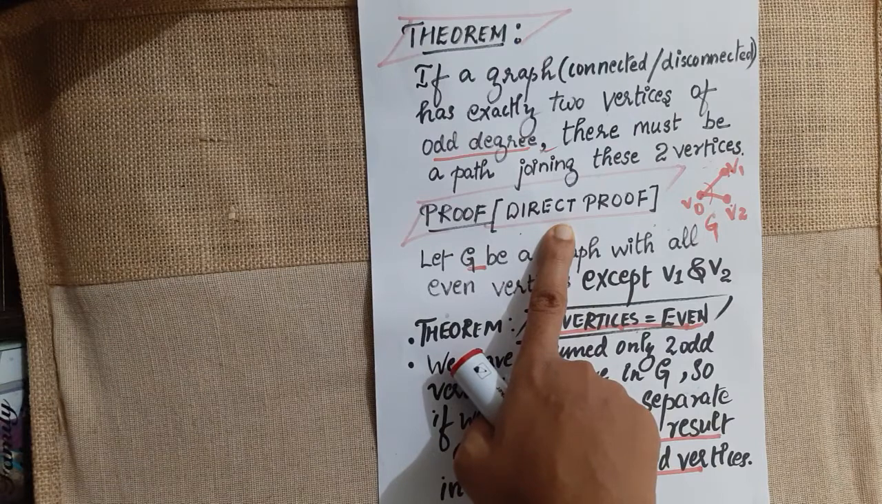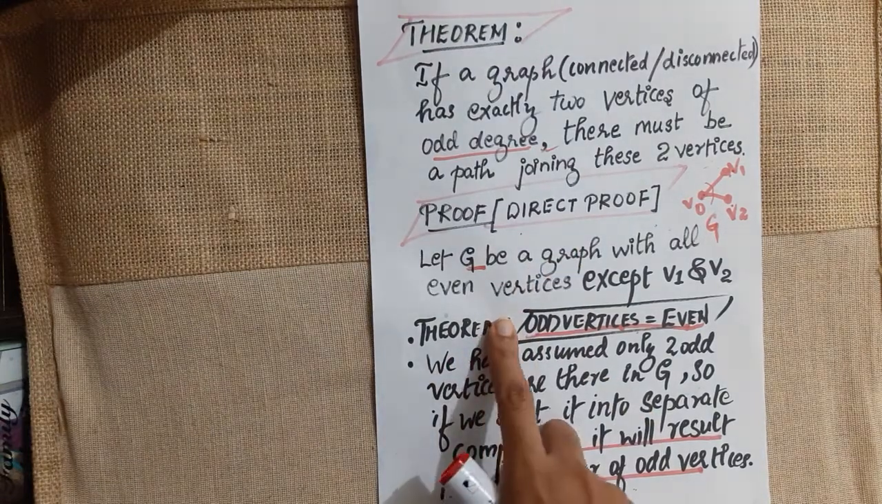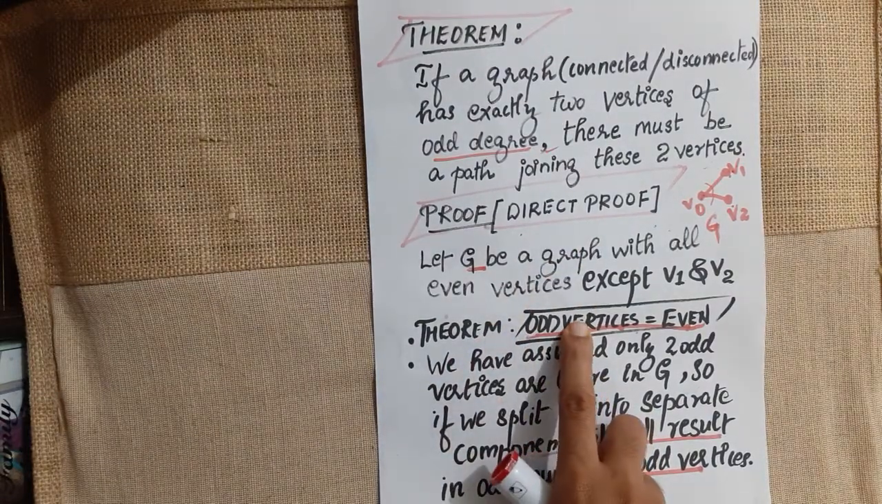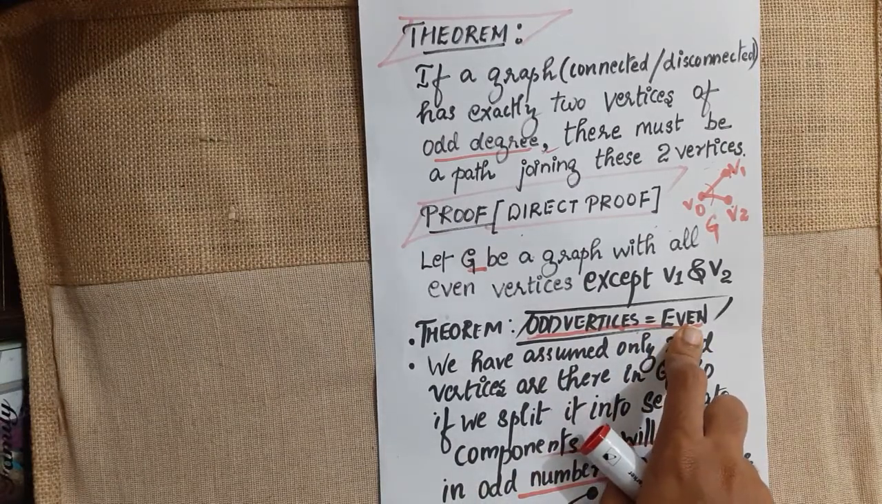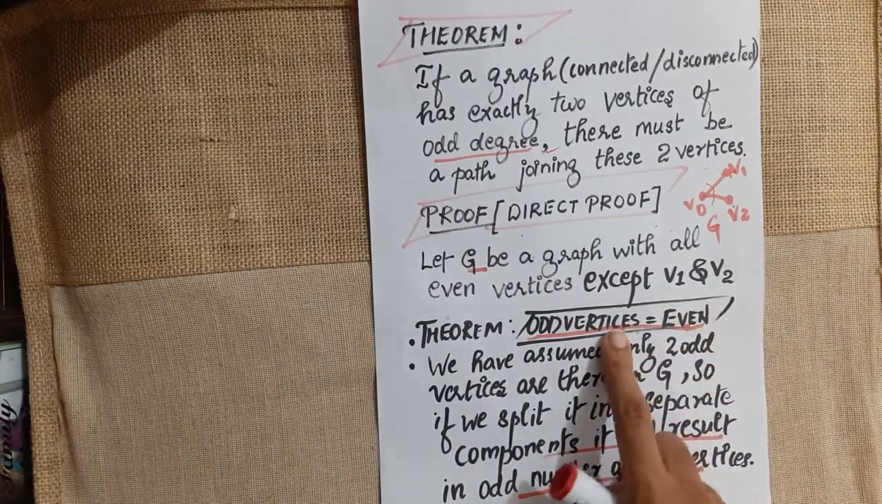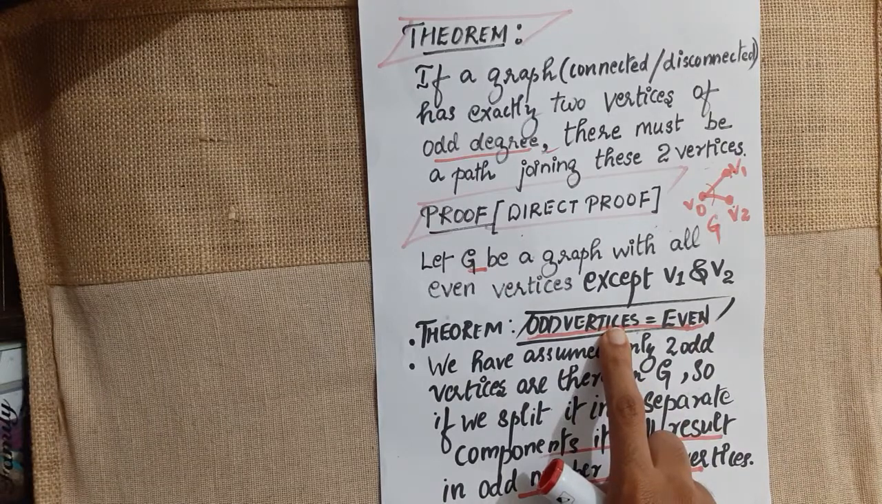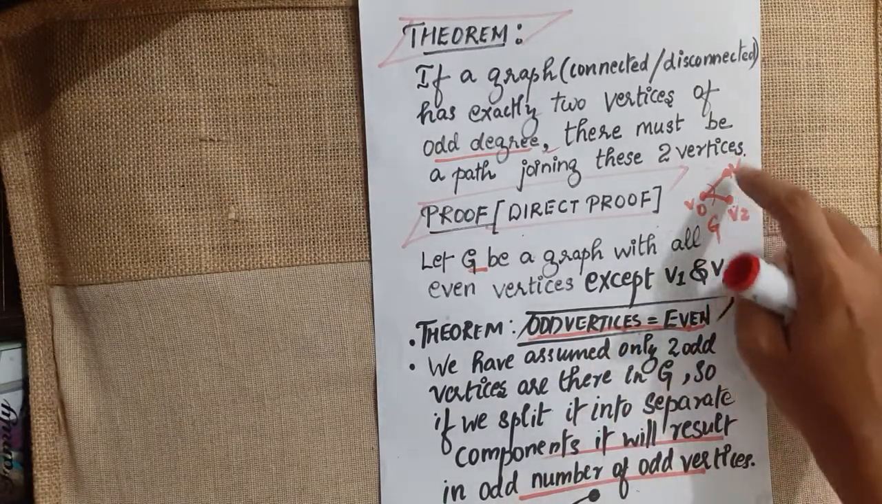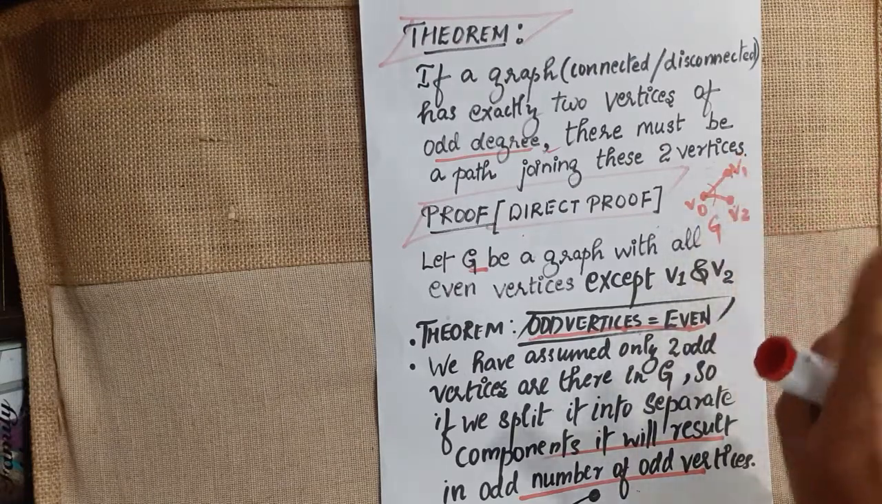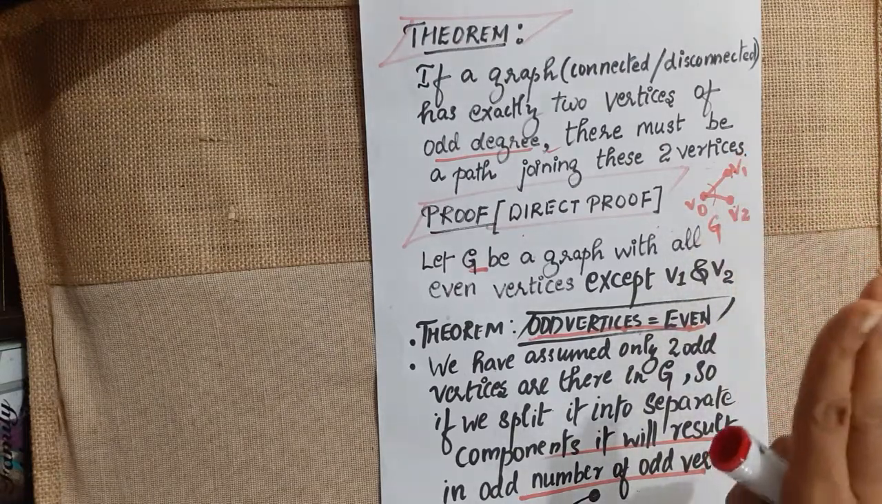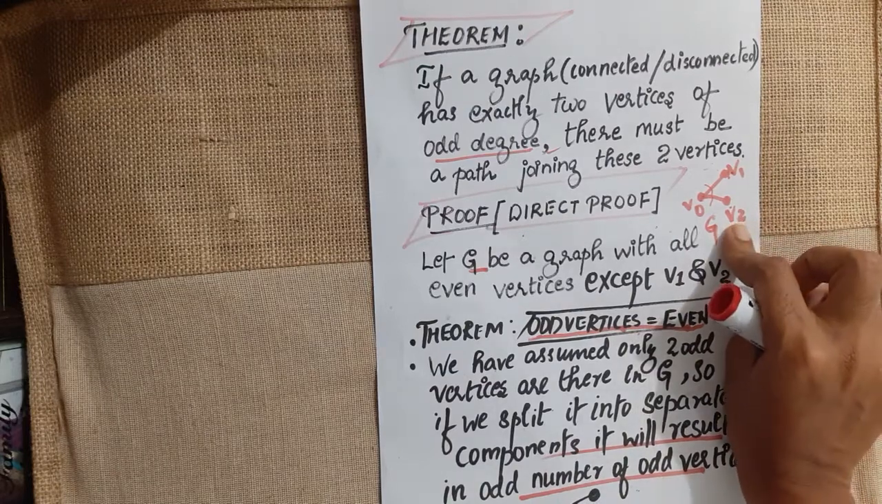So let us take into consideration a known theorem which states that the number of odd vertices in a graph is even. According to this theorem, in a graph, the total number of odd vertices should always be even in nature. Over here, we can see v1 and v2 have odd degree and there are exactly two such vertices. That means even in nature. Therefore, the number of odd vertices in this graph G is even.